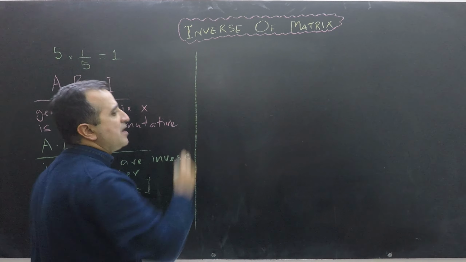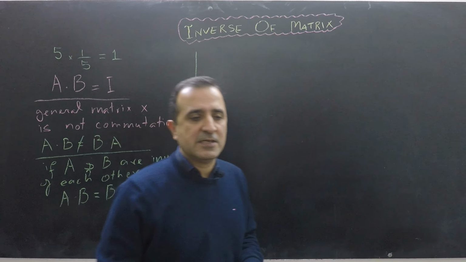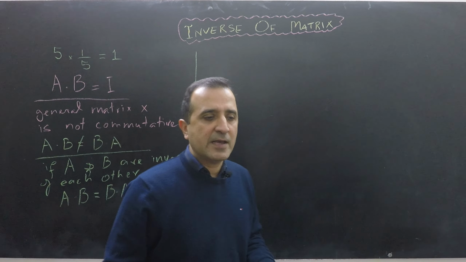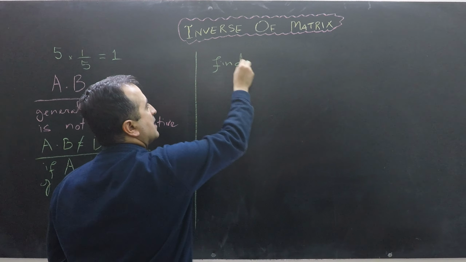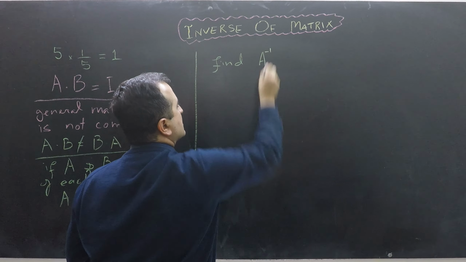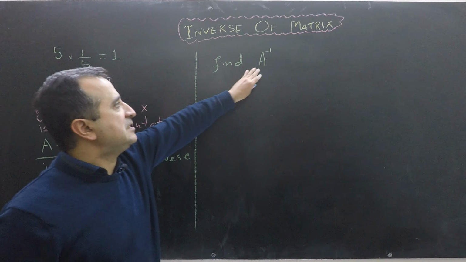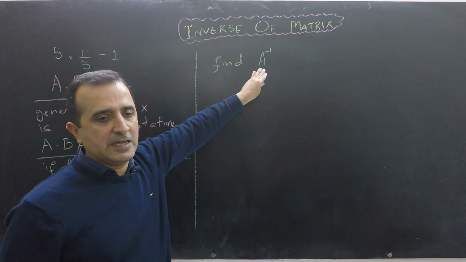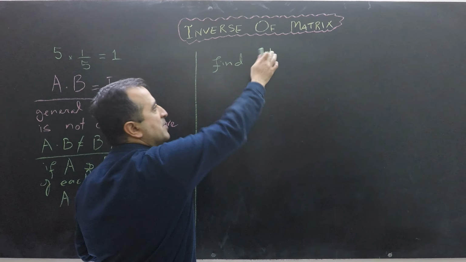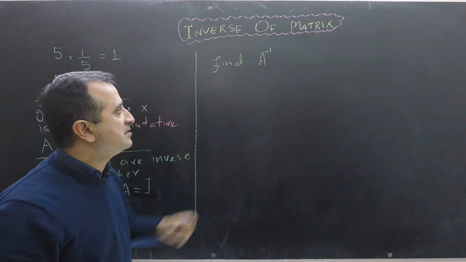So let's continue. If we have to say find a matrix which is the inverse of matrix A, we can simply say find A inverse. That simply represents finding a matrix which is the inverse of matrix A. So this -1 is the symbol of inverse.